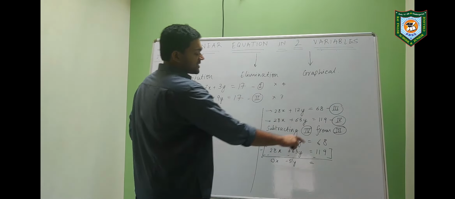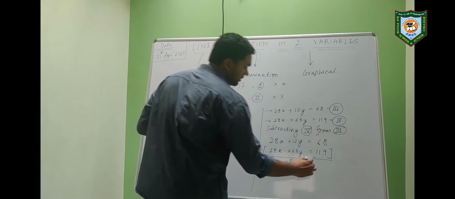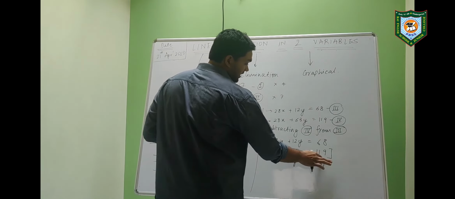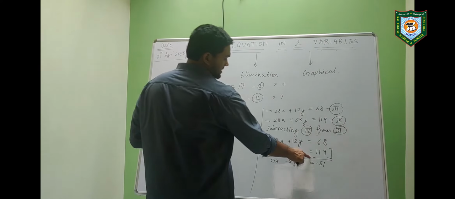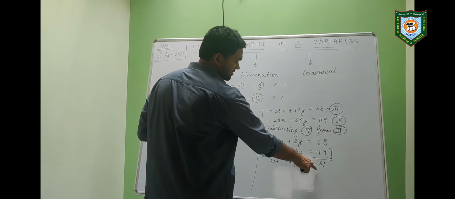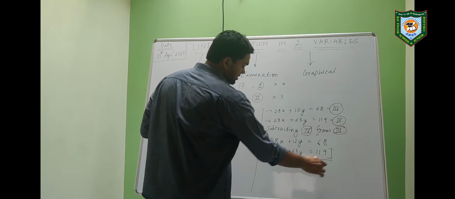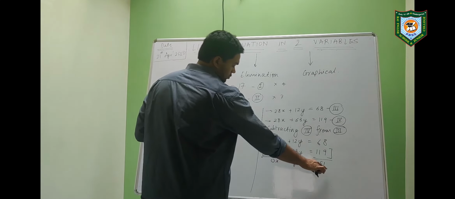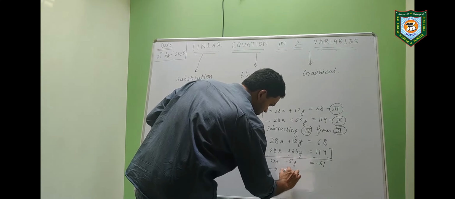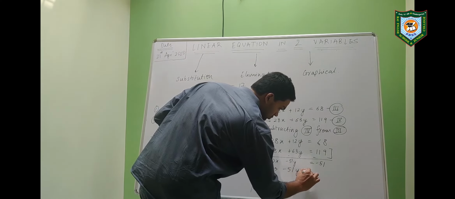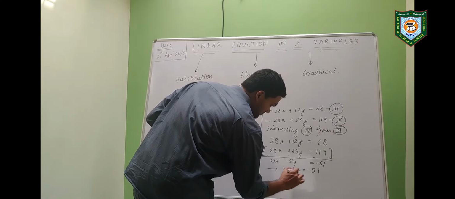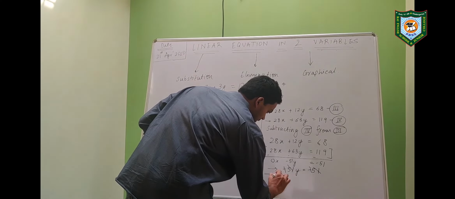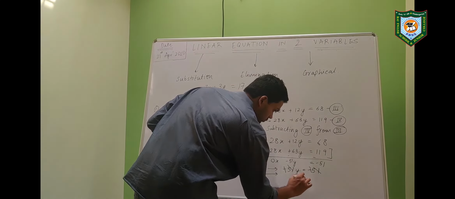Now 68 minus 119, this will become minus 51 again, because 119 is greater in numerical value and the sign is negative, plus minus is minus, so therefore I have minus 51 here. Now I have 0x minus 51y is equal to minus 51. This is minus 51y is equal to minus 51, which implies minus minus cancels, 51 51 cancels, therefore I have y is equal to 1.